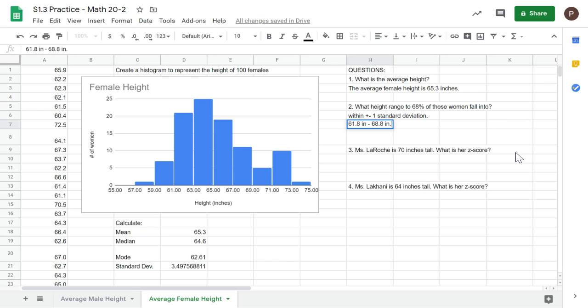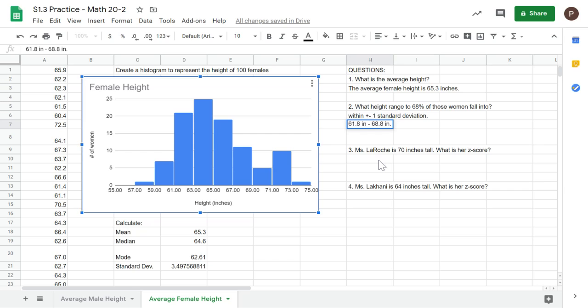So again, that's within plus or minus 1 standard deviation. That means that 68 out of these 100 scores, right, are within that range. 68, the majority, over half of these women fall between about 62 and 69 inches tall. Right? And we can kind of see that if we're looking right in this middle range between about 61 and 69. I have 21, 46 plus 19 gives me about 60, right? 68.